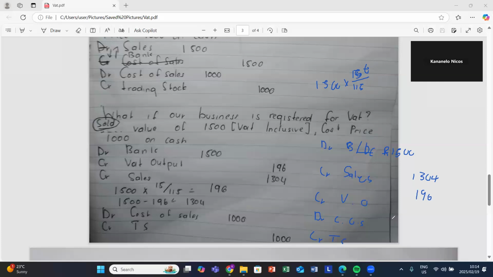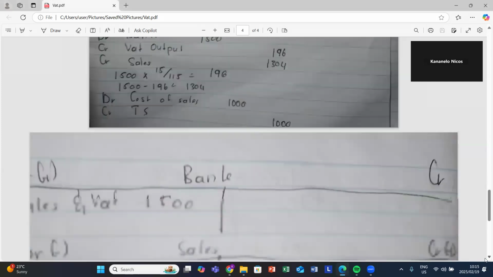And then your cost of sales is still 1,000 rand. And then also the trading stock, 1,000 rand also. So the only thing that changed is this one. It's our VAT output and also your sales. So let us look at our ledger accounts in which we use.